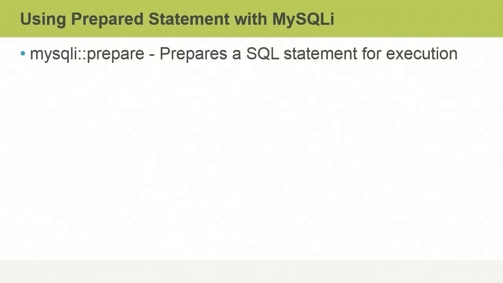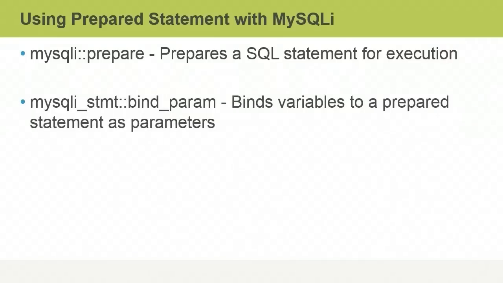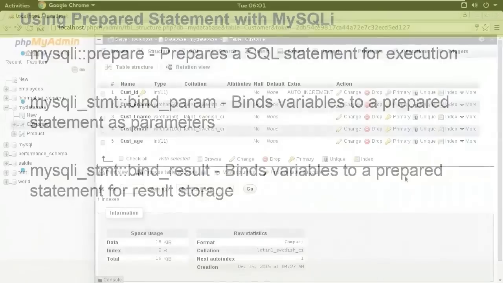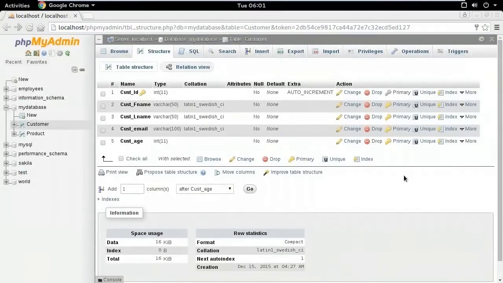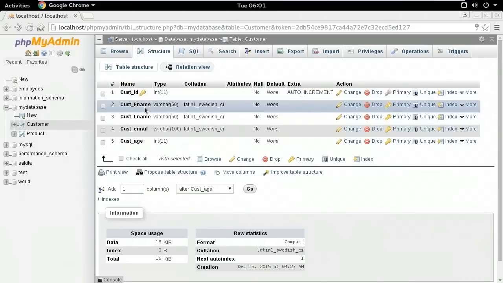mysqli prepare prepares a SQL statement for execution. mysqli_stmt_bind_param binds the variables to a prepared statement as parameters. mysqli_stmt_bind_result binds variables to a prepared statement for result storage. Over here I have a customer table with fields customer ID, which is primary key, customer F name, customer L name, customer email, and customer age. We're going to use the prepared statement to insert records into this table. So for that, let's look at a script.